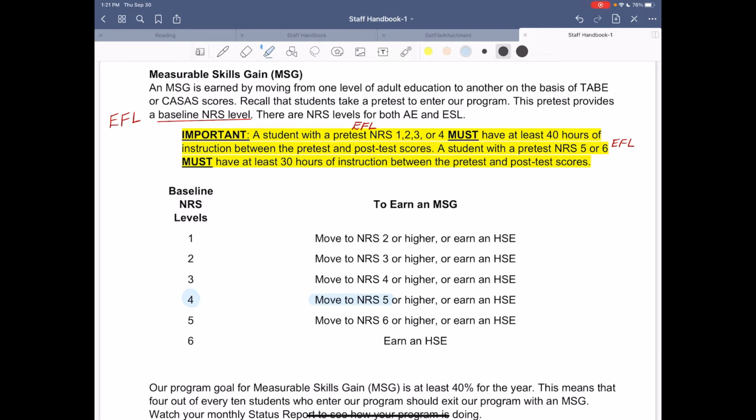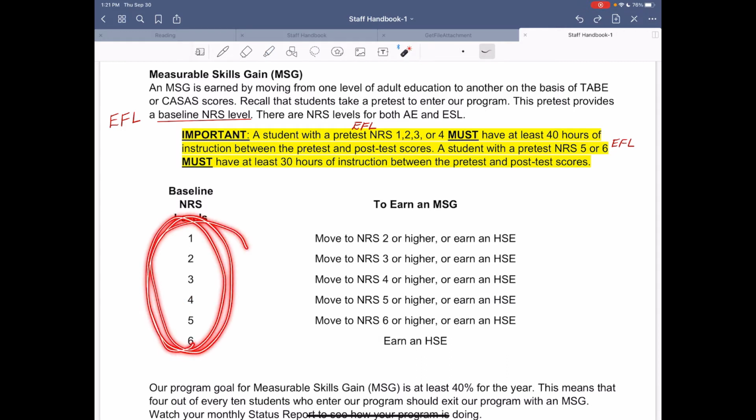That same student could also get an HSE. That is a level gain. So as long as this baseline NRS is increasing to the next level or higher, or the student gets an HSE, that is considered a level gain.